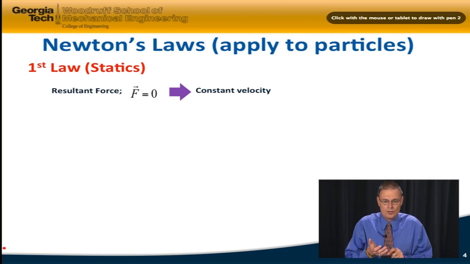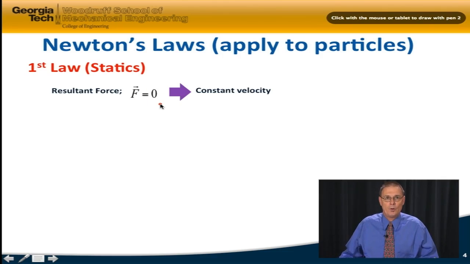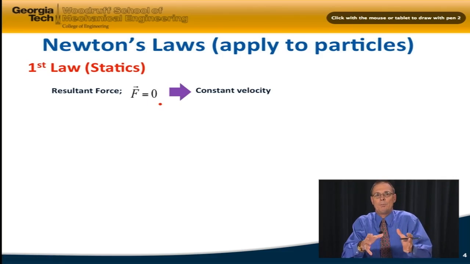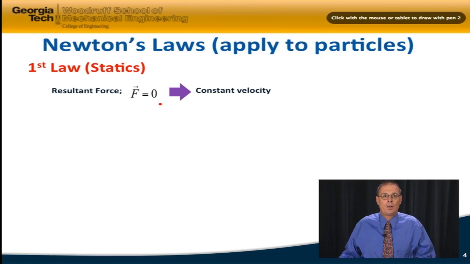Remember now, Newton's laws apply to particles. And so the first law says that if I have a balance of forces on a particle, then the particle is at rest or remains in constant velocity. Okay? And so what I want you to do now is to write out in your own words what Newton's second law for particles is.